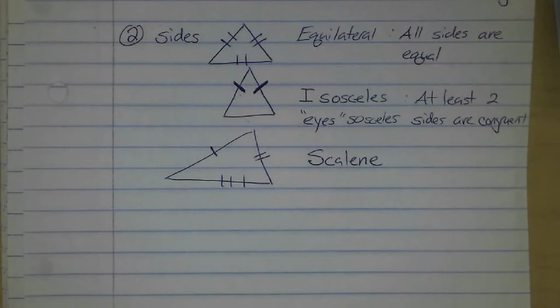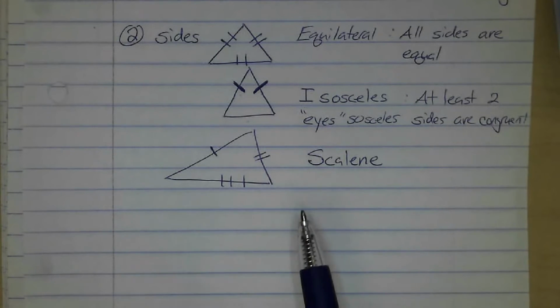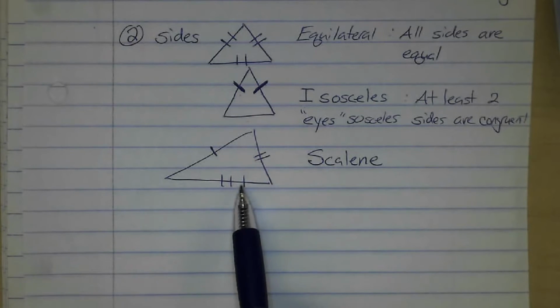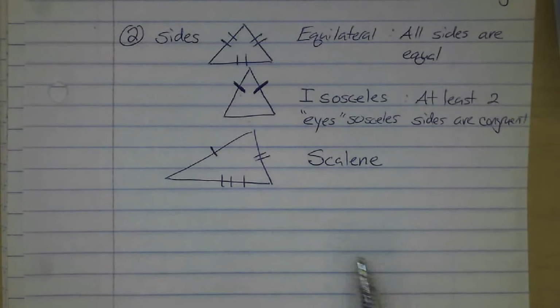The last one that we have to deal with is called a scalene triangle. Now here, all three sides have different measures. Notice that the markings are different for all three of the sides. They're different to indicate that all three sides are not congruent. And based on that, you can probably tell, scalene triangle, no congruent sides.